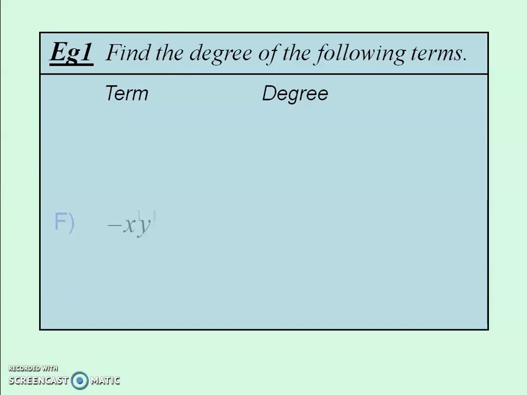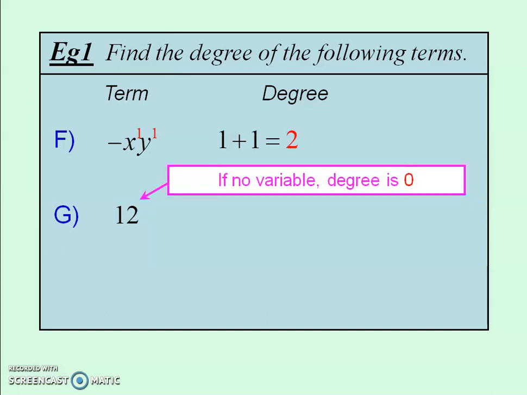So if you want to try these, I'll put the answers up in a second if you want to pause. This one is 2. This one here, you may have seen the answer. If there's no variable at all, that's considered to be degree 0. And this one here is degree 3.